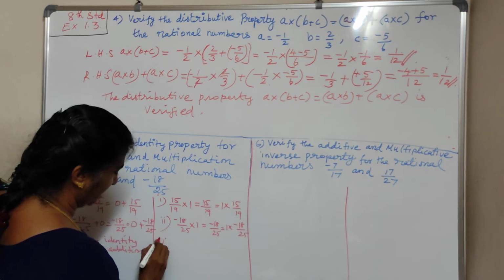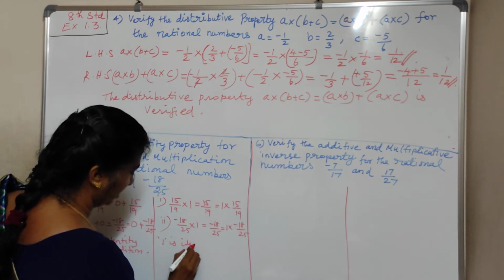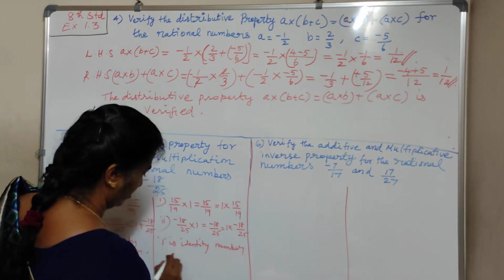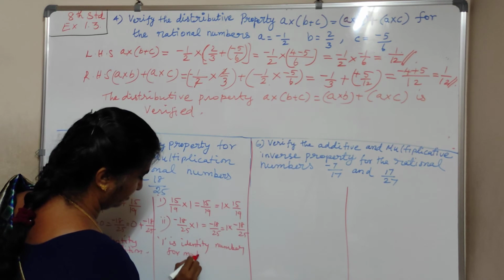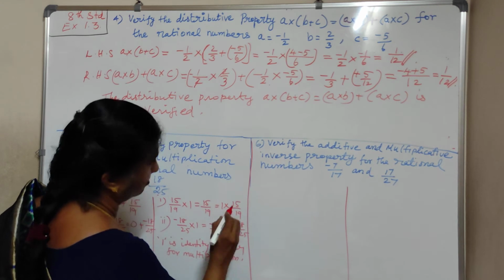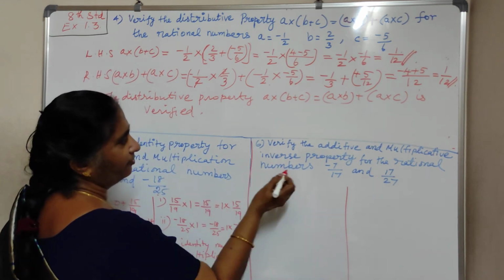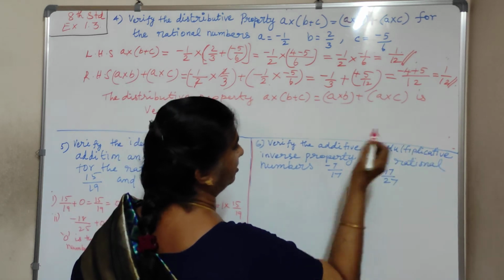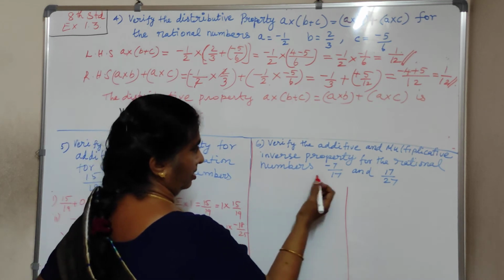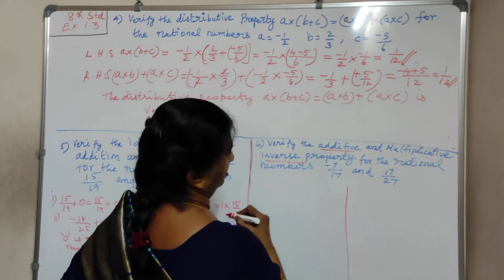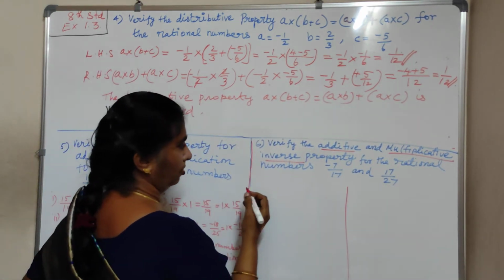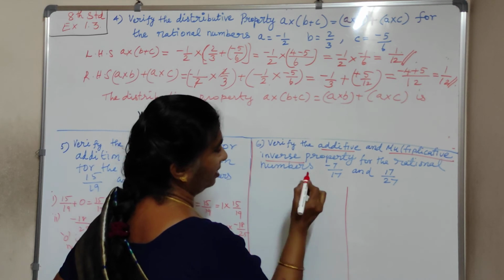So 1 is the identity number for multiplication. Second one, sixth one. Verify the additive and multiplicative inverse property for the rational numbers. This is inverse property. We have to prove inverse property. So, you have to get the answer 1.